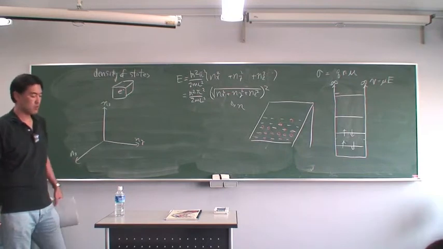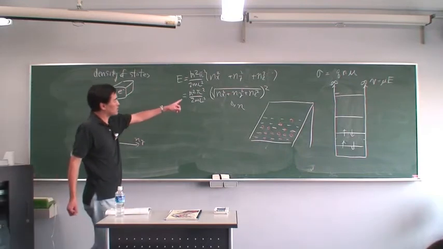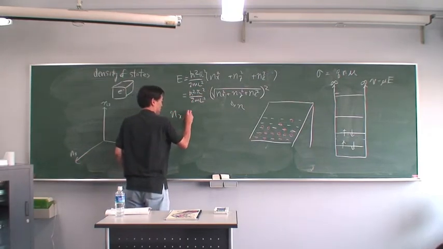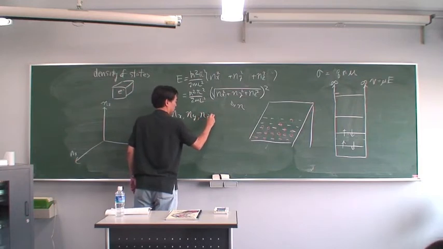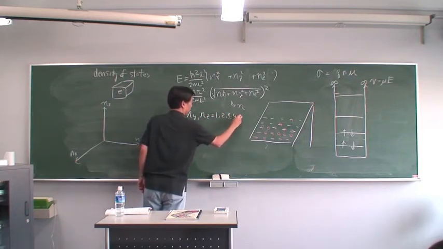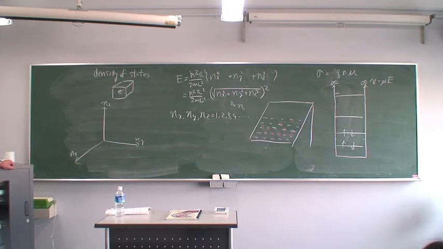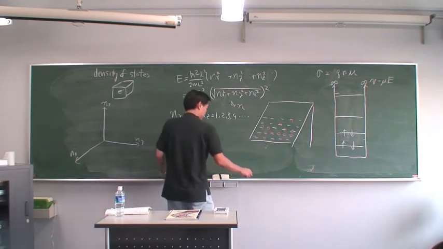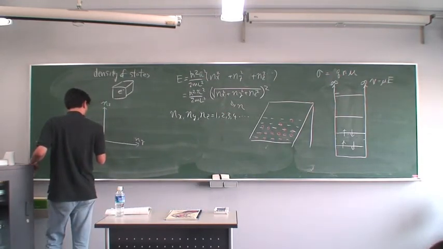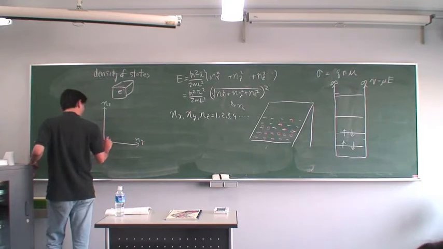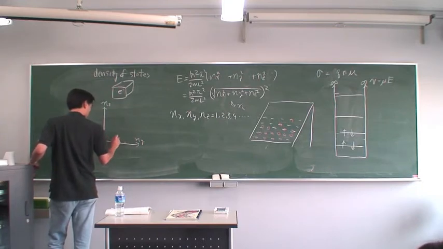So now nx, ny, nz are 1, 2, 3, 4, and so on, all integers. So the energy that the electron can take is quite dispersed. Here's 1, 2, 3, 4, 5 kind of thing.